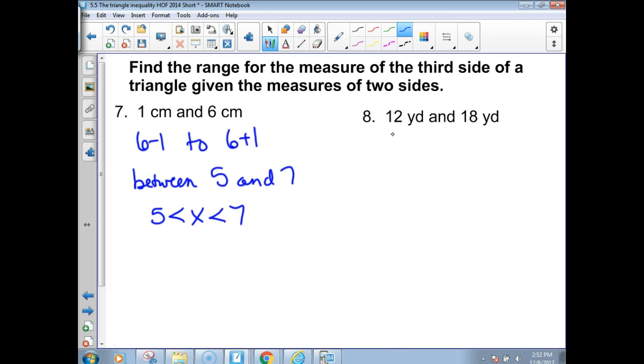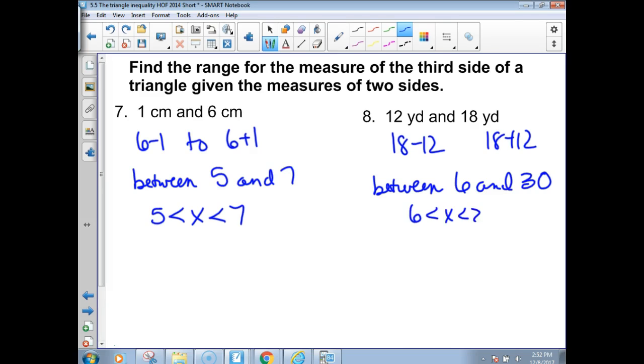For number 8, it'd have to be between 18 minus 12 and 18 plus 12. That's going to give me between 6 and 30. And again, you can write it as an inequality if need be.